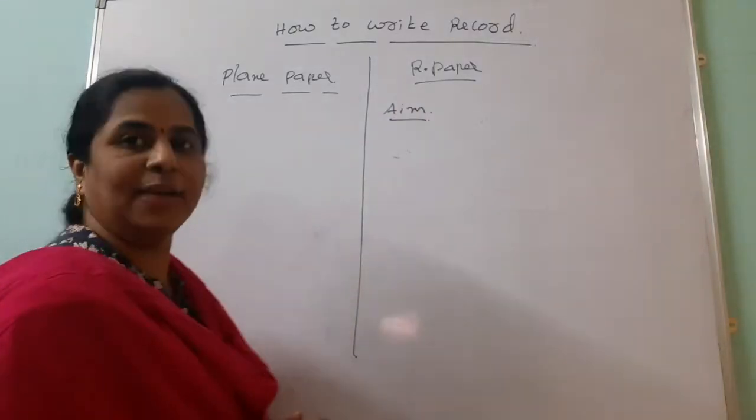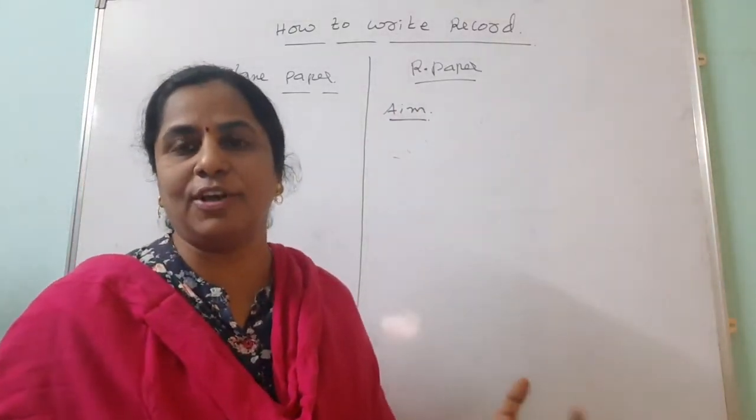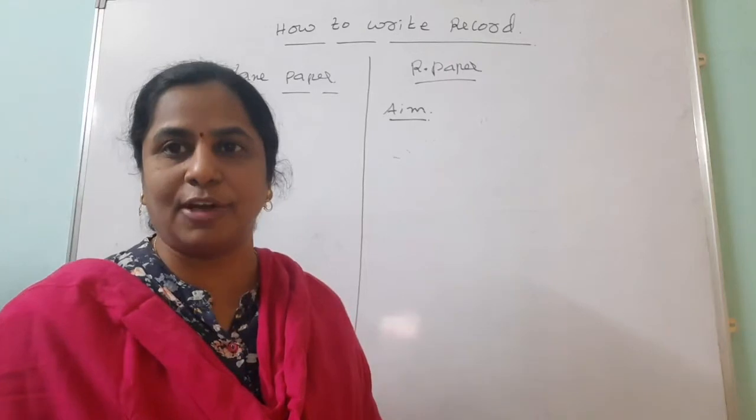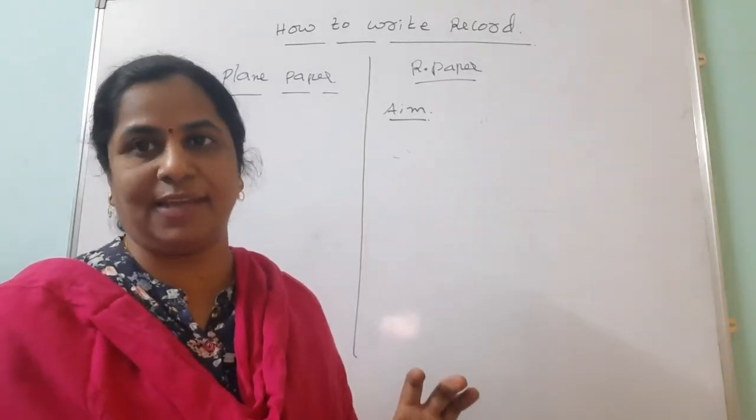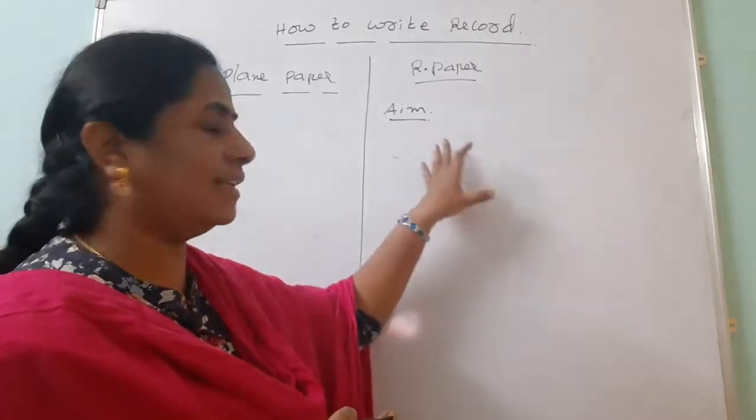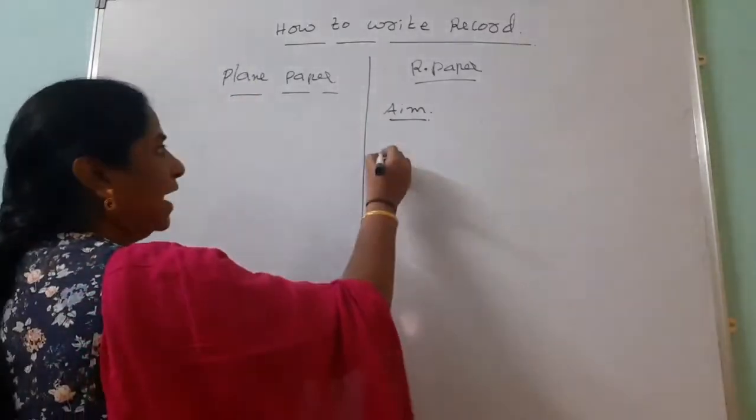Suppose vernier calipers: find the volume of the cylinder, find the volume of the sphere. Those are the aims, and we have to write them. First thing is the aim. Then the second one is the apparatus.